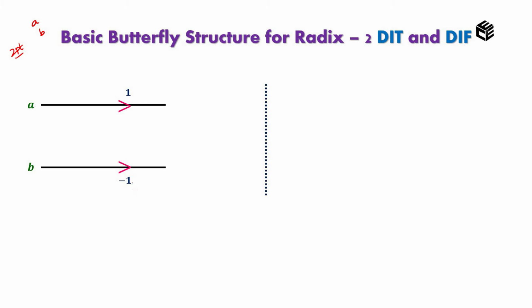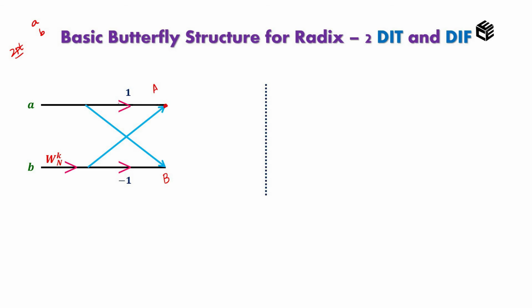Understood? Wherever we are giving this -1 weightage, there we need to add a twiddle factor Wn to the power k. Now I'm going to cross these 2 inputs, so this structure looks like a butterfly structure. Now let me say that the output of the first line is capital A and the output of the second line is capital B. So this point is your first output point.